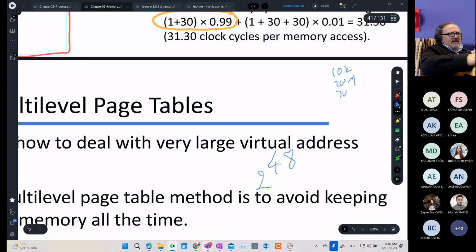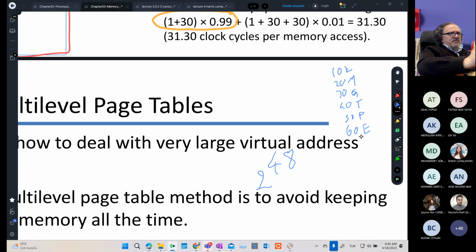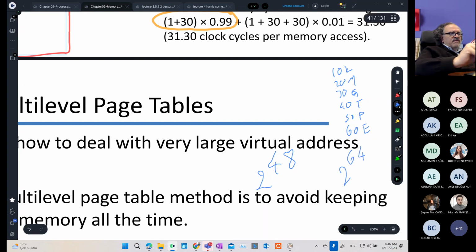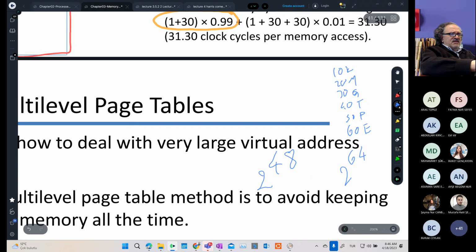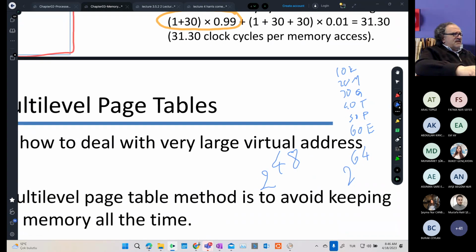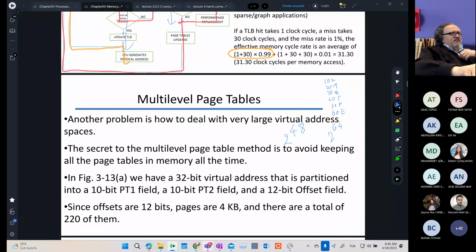Kilo, mega, giga, tera, peta, and then 60 is exa. And 64-bit is like 16 exa. It is using the full 64 bits. And it looks like Linux is using 2 to the 46 of the space. So the point is, for both operating systems, this page table is too much.